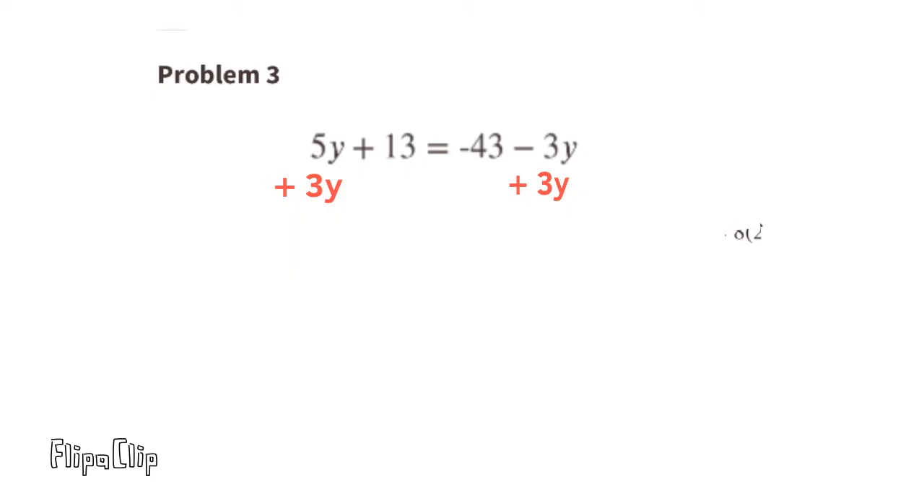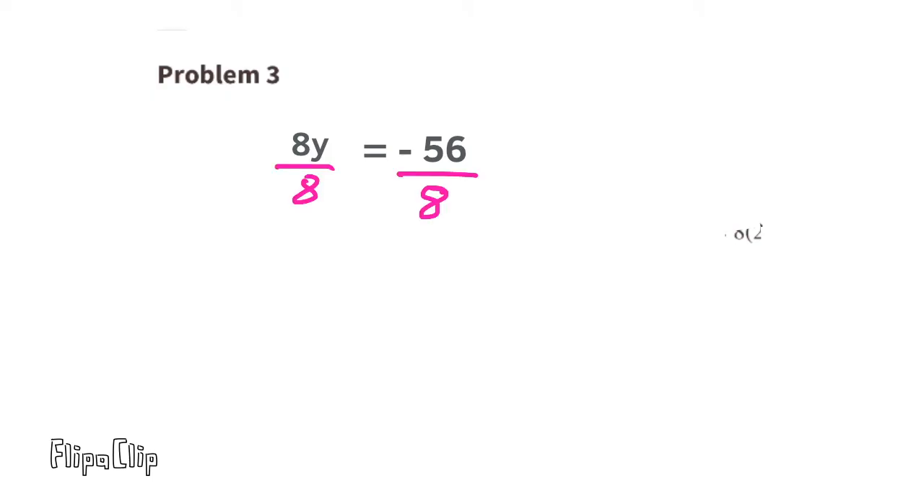Add 3y to both sides of the equal sign. Subtract 13 from both sides of the equal sign. Divide both sides of the equal sign by 8. y equals -7.